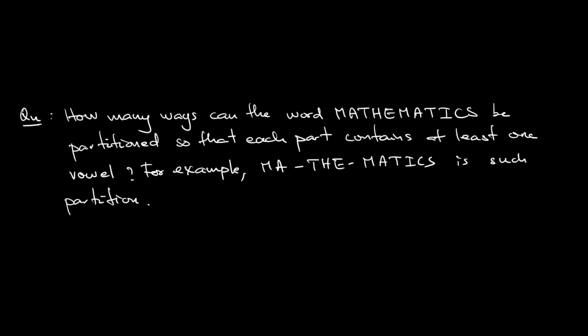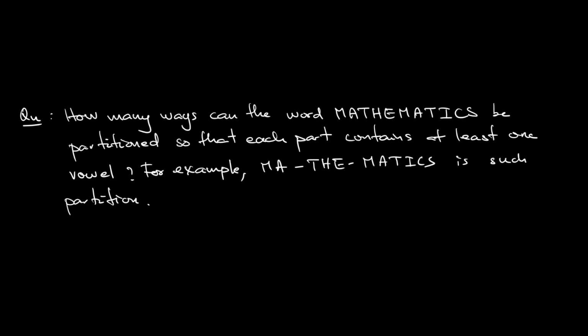So first part you can put as MA, second part you can put as THE, third part you can put as MATICS. So you notice each part in fact contains a vowel. A is in the first part, E is in the second part. In fact, the third part would have two vowels, A and I.